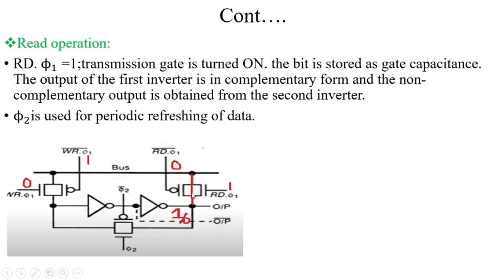When this transmission gate is acting as a closed switch, this binary information is available at this data bus. We know that in the read operation, this data bus is acting as an output terminal, so here we get the output. In this way, we are performing the writing and reading operations in the CMOS pseudo static random access memory cell. Okay, thank you.